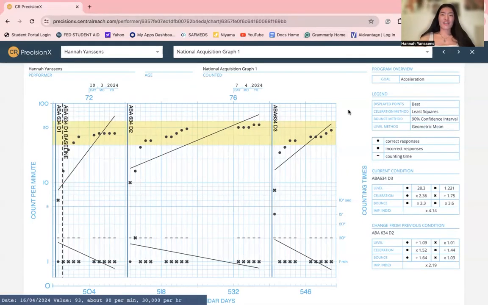Hi, this is Hannah Yansens from ABA 634, and right now we are looking at my Precision X graph for the acquisition decks 1, 2, and 3 for this course.